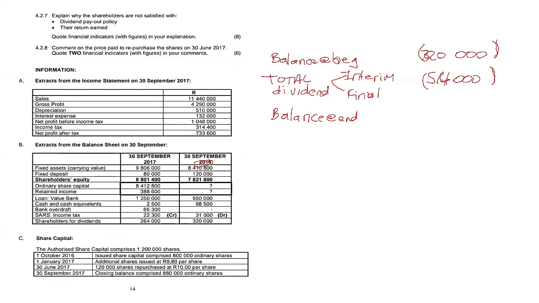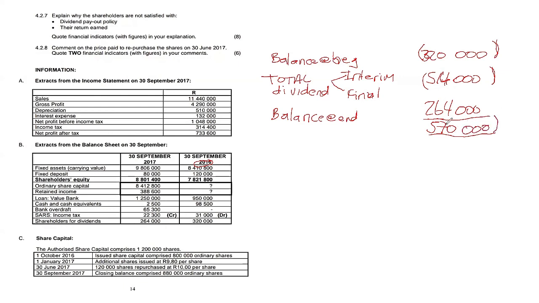Remember, our balance at the end is the final dividend, which is declared. That 264,000 has not yet been paid. So your 264,000 will be positive because it's a liability. So now, when you calculate the dividends paid amount, it's going to be 570,000.